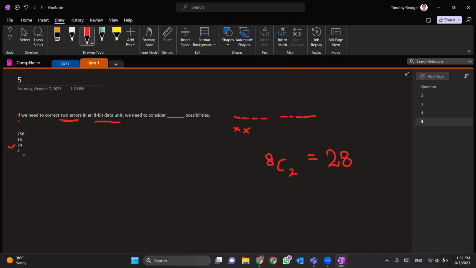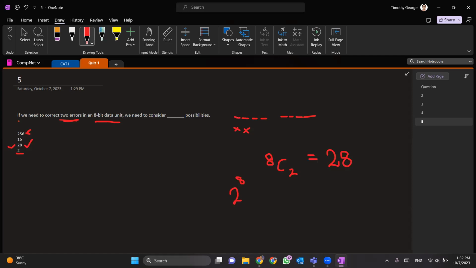And it would be wrong to choose 2 because you don't know where in these 8 bits the two errors are going to be. So that's why it's wrong. 28. 256 is a trick. It's a trap. So they want you to think 2 raised to 8.